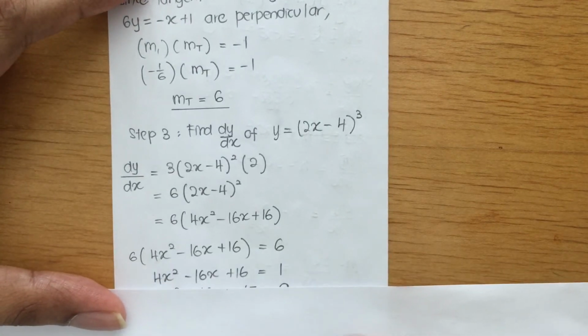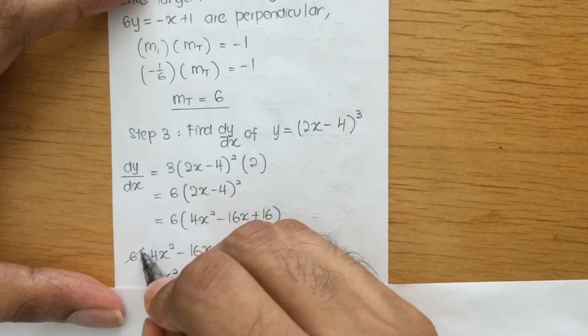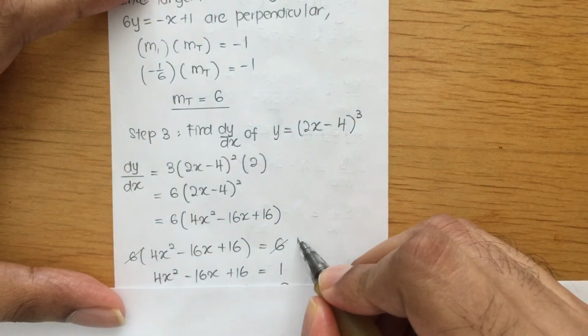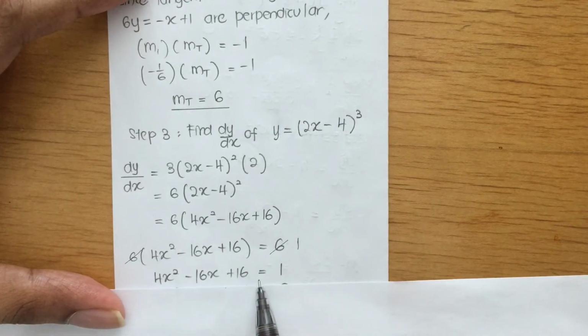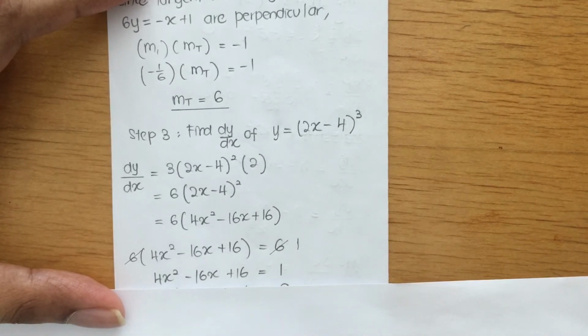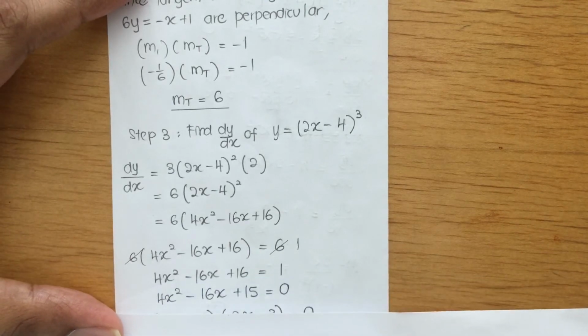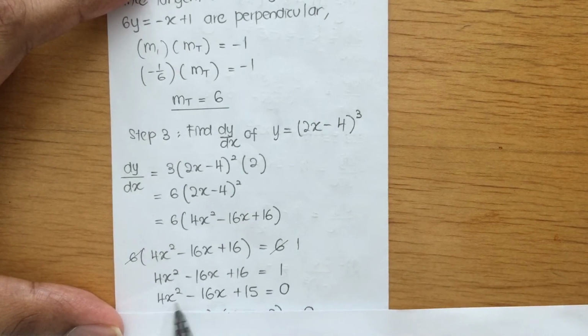So from here, this 6 you can divide, and you get 1 on the right hand side. So 4x squared minus 16x plus 16 equals 1. Why did I cancel off? Because I divided the whole equation by 6. That's how I got this expression over here. Okay, proceed to the next step. I bring the 1 from the right hand side to the left hand side. So I get 4x squared minus 16x plus 15 equals 0.